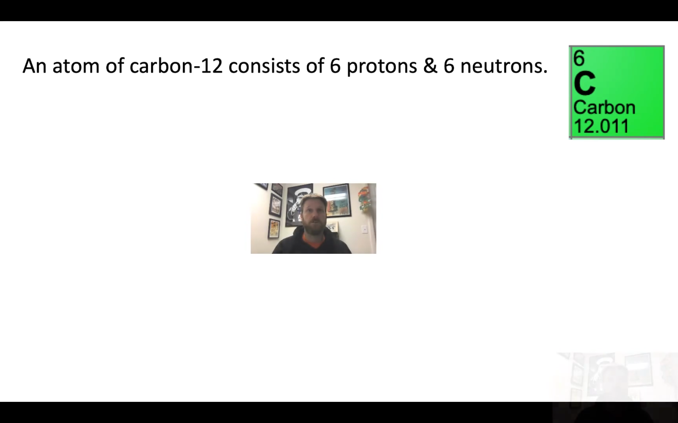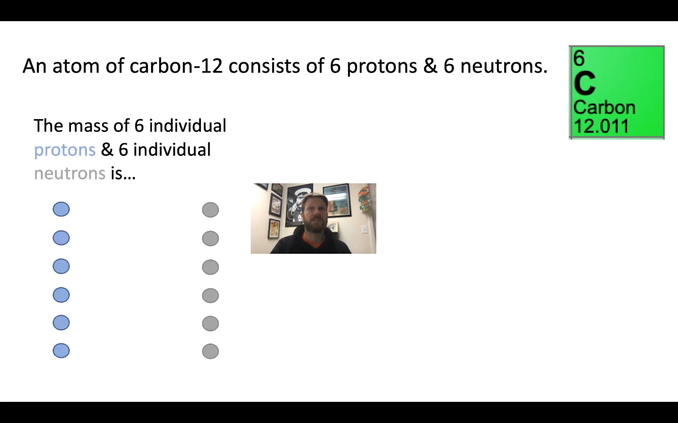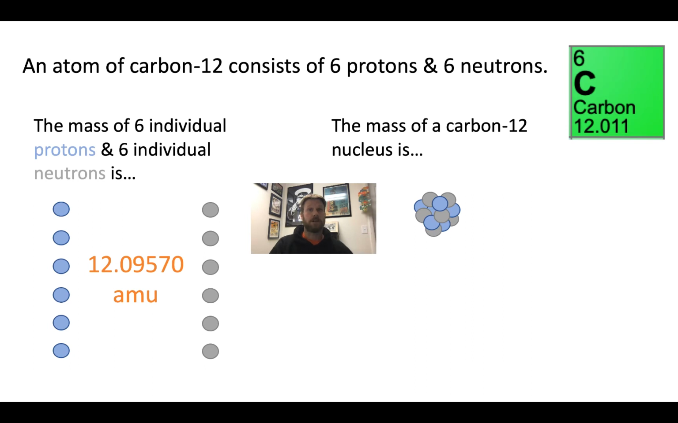Before we discuss these nuclear processes and how they are used, I want to bring your attention to something using the isotope carbon-12 as an example. Carbon has 6 protons, hence an atomic number of 6. Since the mass number is 12, we know that this particular isotope of carbon has 6 neutrons. The combined mass of 6 individual protons and 6 individual neutrons is 12.09570 atomic mass units.